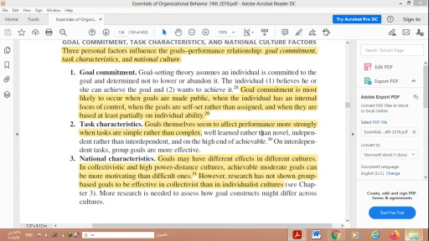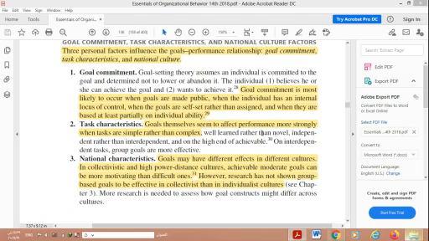The first factor is goal commitment. The more the employee is committed to the goal, the more there is an appropriate atmosphere or environment to apply such a theory. So goal commitment is most likely to occur when goals are made public. What do you mean by public? It means it is more specific, it is more clear, it is easy to be understood. When the individual has an internal locus of control, when the goals are self-set rather than assigned, and when they are based at least partially on individual ability.